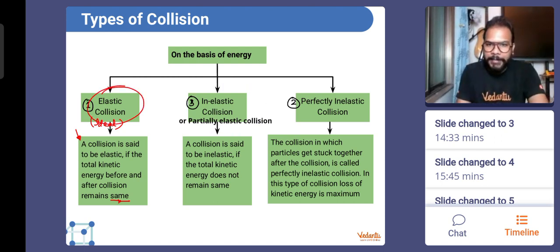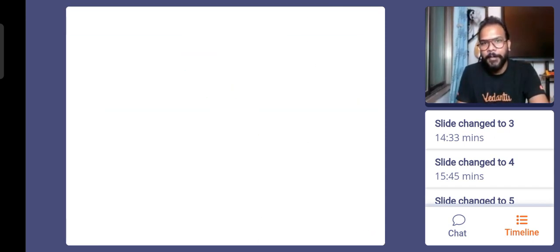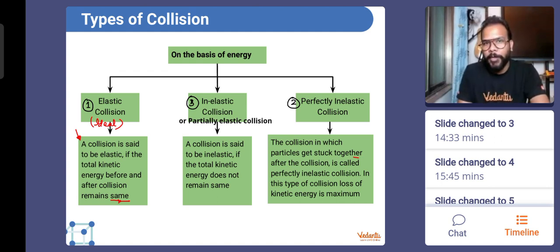All the three possibilities exist for head-on. All the three possibilities exist for oblique also. This is how they are moving on the basis of direction. And this is the possibility of them moving together, moving separately, losing kinetic energy, not losing kinetic energy on that basis.